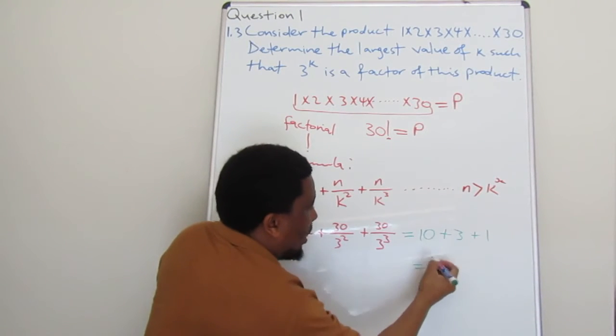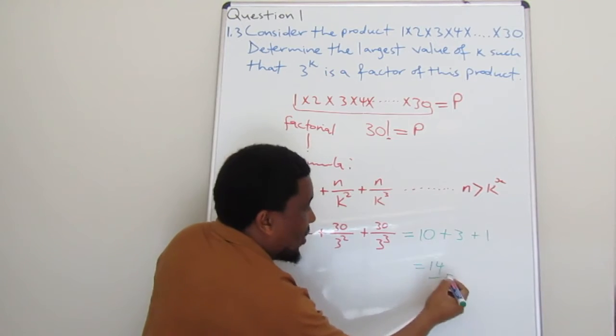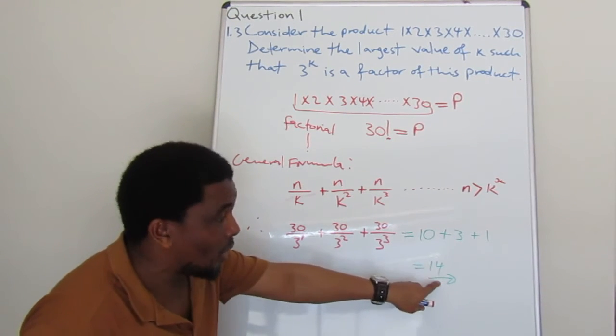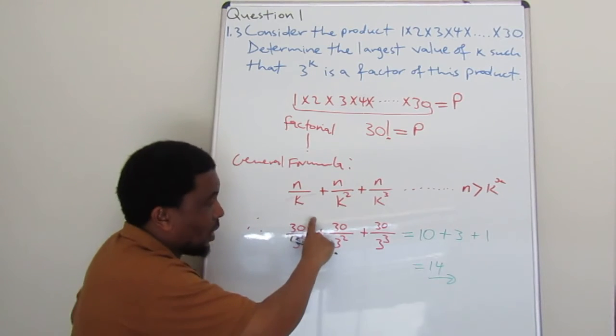10 plus 3 plus 1. This is equal to 14. Therefore, the highest power of 3 will be 14. That's how to solve this question.